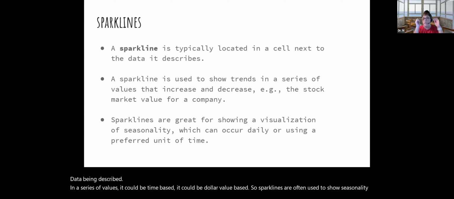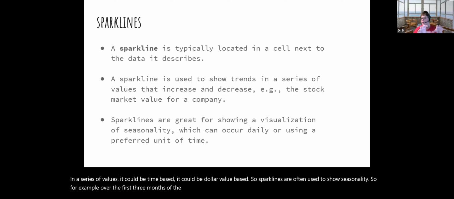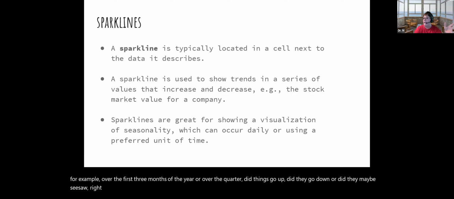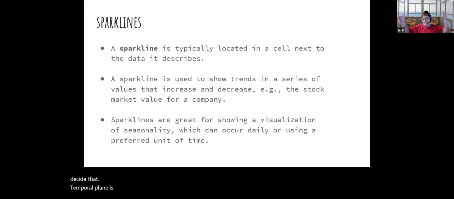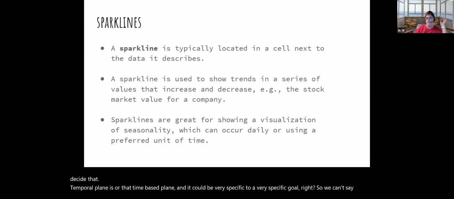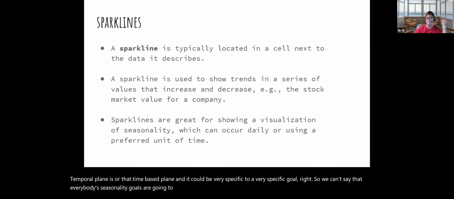So, for example, over the first 3 months of the year or over the quarter, did things go up? Did they go down? Or did they maybe seesaw, right? Now, a season can be a day, a month, or a week, whatever you decide that temporal plane is, and it could be very specific to a very specific goal, right? So we can't say that everybody's seasonality goals are the same, right? So it's a preferred unit of time.